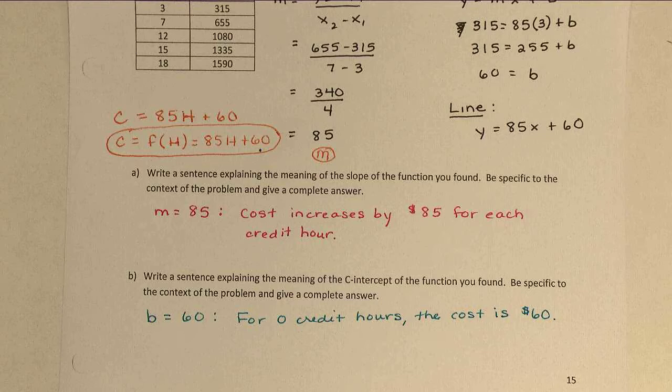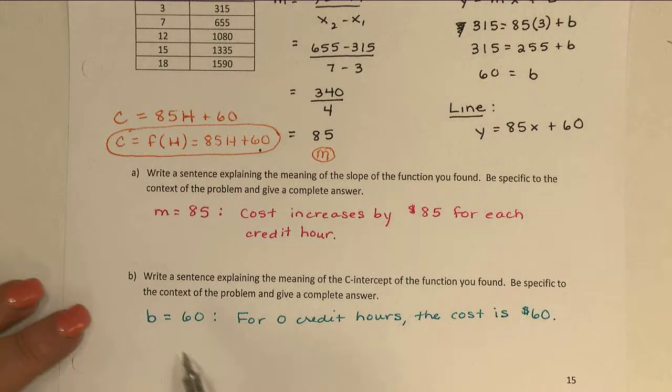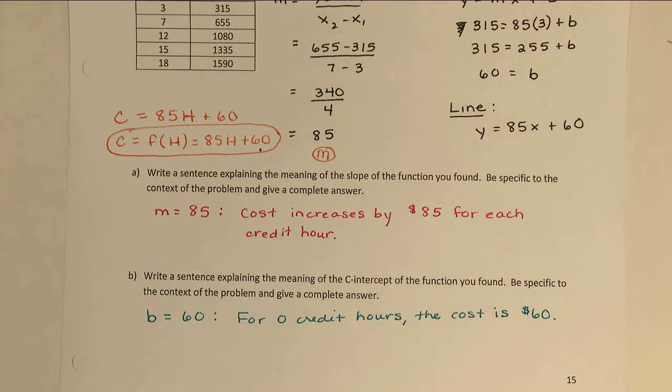Why would you have to pay to take no credit hours? And of course, no one would pay if they're not really going to take any classes. But you all know that you probably pay some sort of a registration fee before you ever actually get billed for your very first credit hour. So if you're going to register, in this particular case, that $60 is kind of that overhead cost or registration fee.